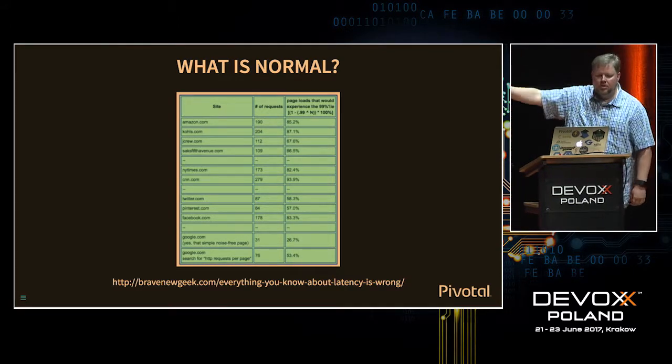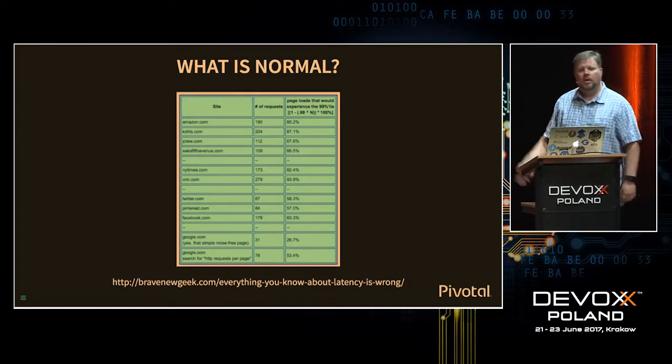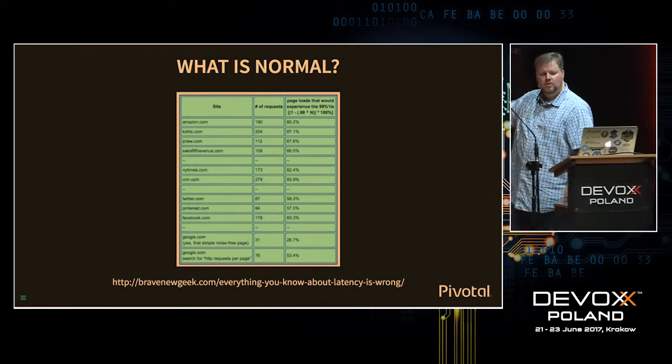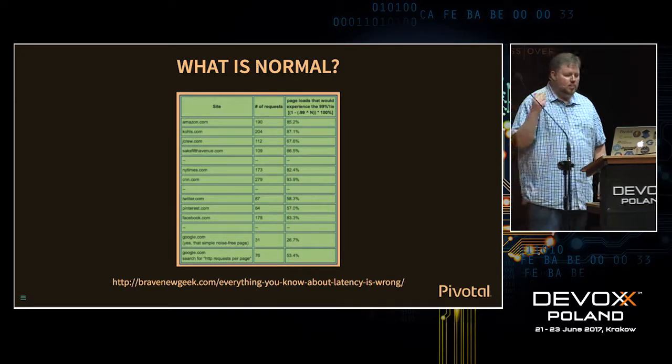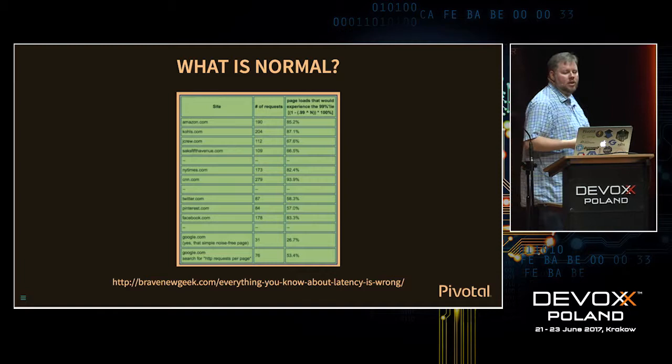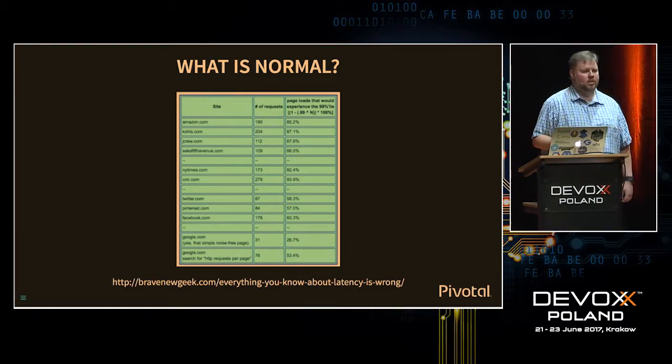You go to the bottom of the table, even Google.com, which is what? A text field and two buttons. 26.7% of requests to that page are going to experience a 99% latency.